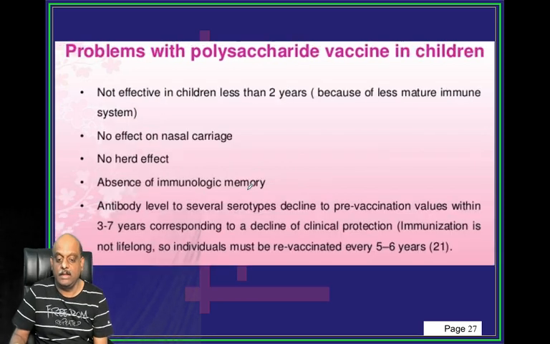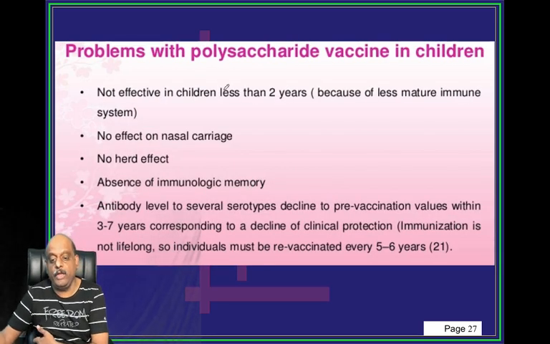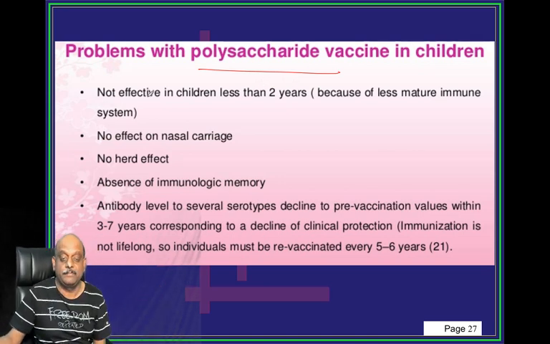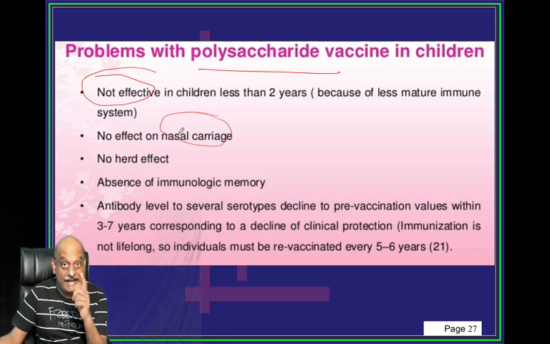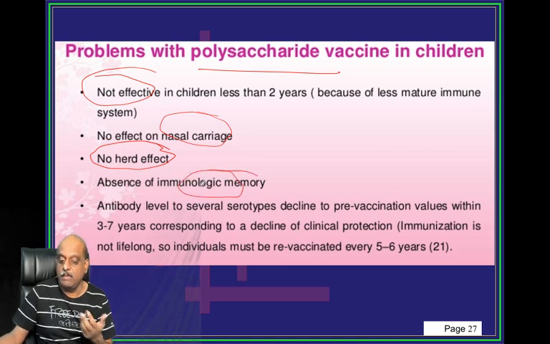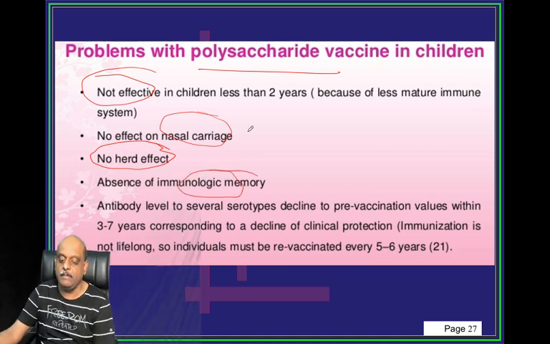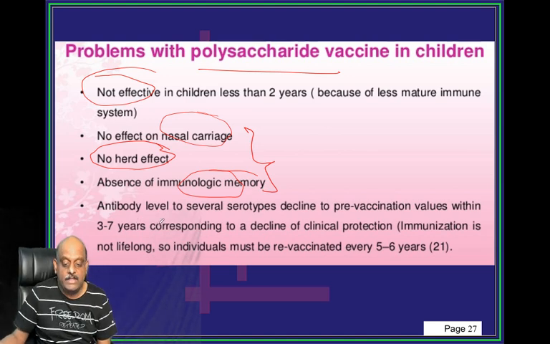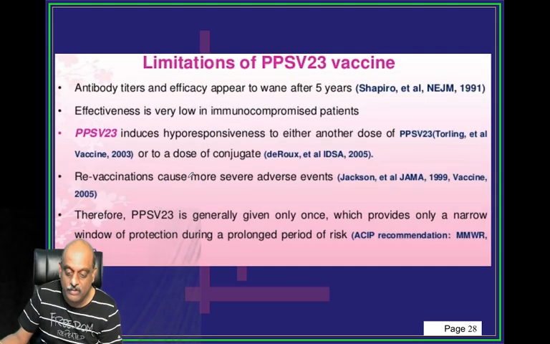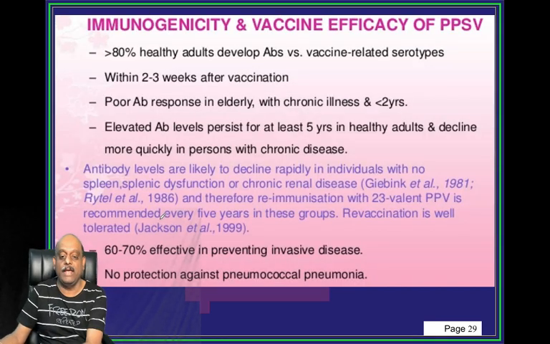Now, if you happen to give the polysaccharide vaccine, what are the challenges in the pediatric population? It is not effective in children less than 2 years. No effect on nasal carriage. This is a favorite MCQ also. No herd effect because of it. Herd immunity is not achieved. There is no immunological memory. So these are all the important limitations. And the immunity will last only 3 to 7 years, so they need to be revaccinated every 5 to 6 years, which you have to remember.